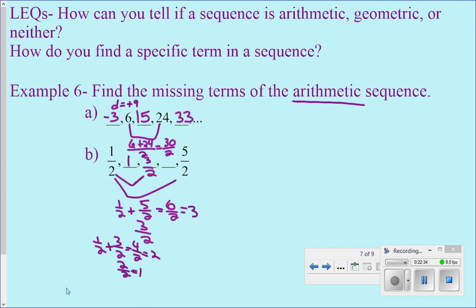And next, between 3 halves and 5 halves. So 3 halves plus 5 halves is 8 halves, which is 4. Divide 4 by 2, and I get 2. So that term is 2. So that's called the arithmetic mean.